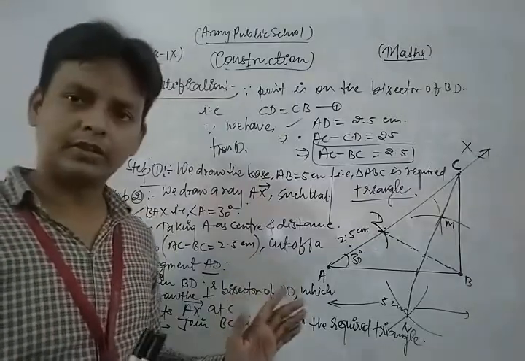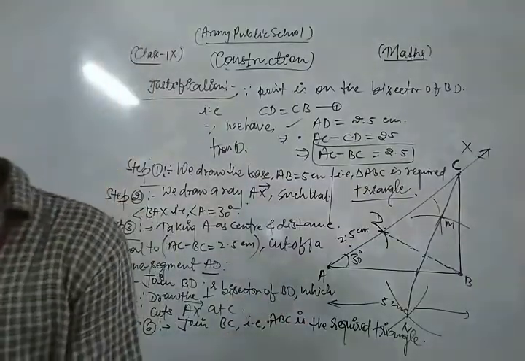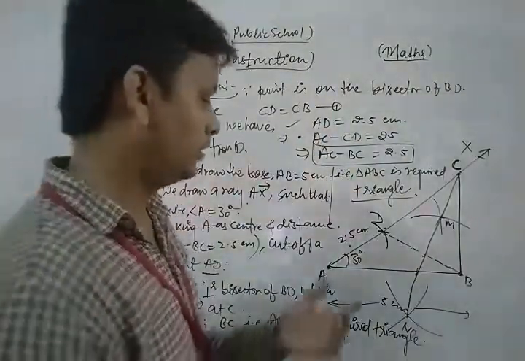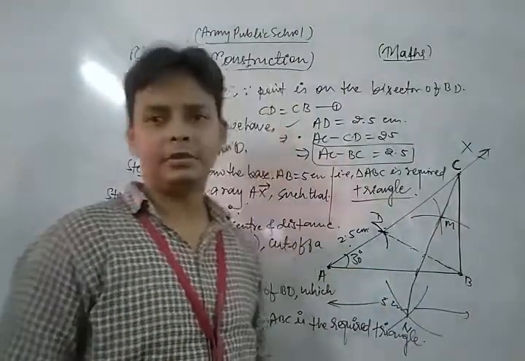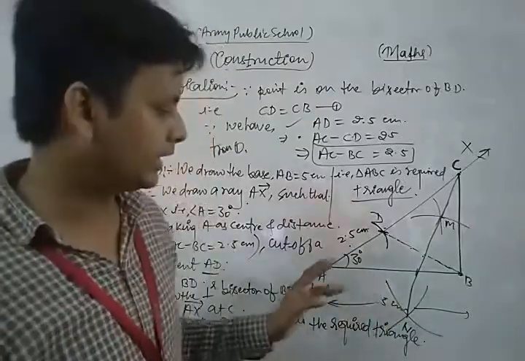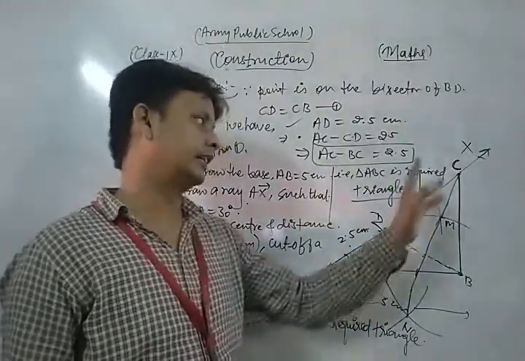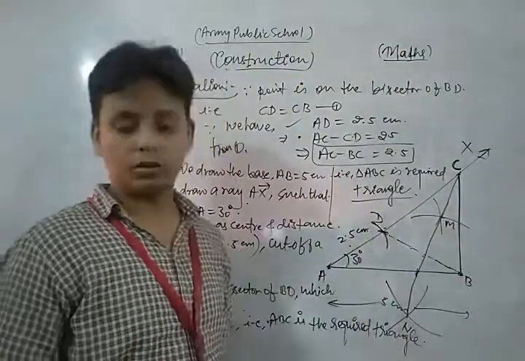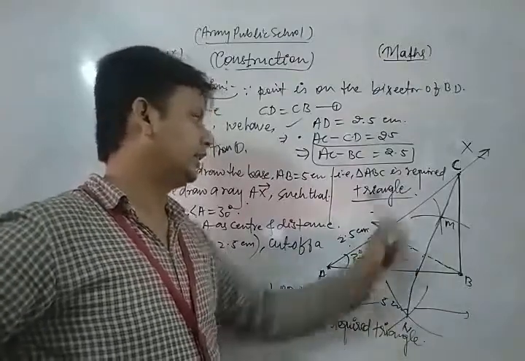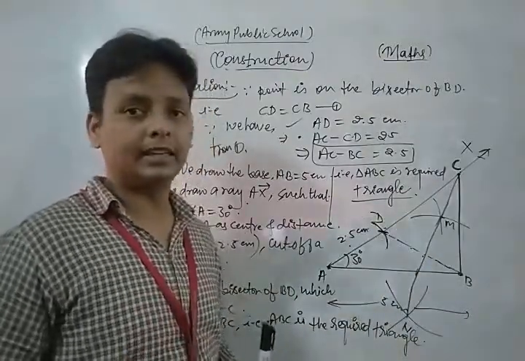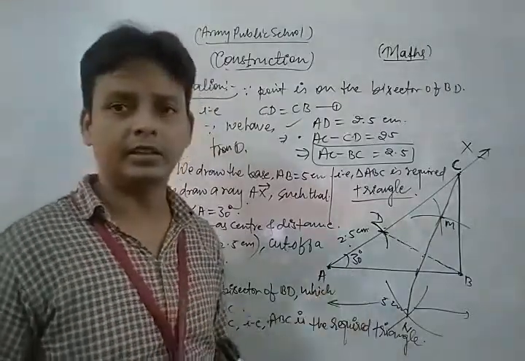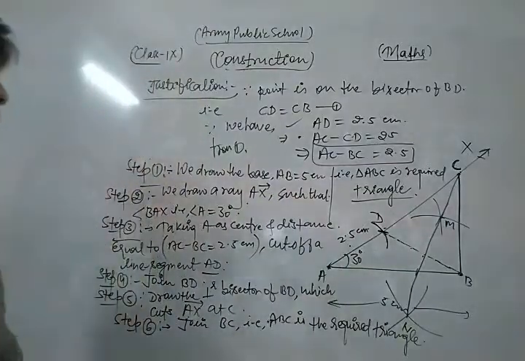Now let's see once more the process to construct that type of triangle. First of all, you draw the length of its base AB, which is given in your question, 5 centimeter. After that, taking A as the angle, draw a ray AX such that angle BAX is equal to 30 degrees, the base angle given in our question.